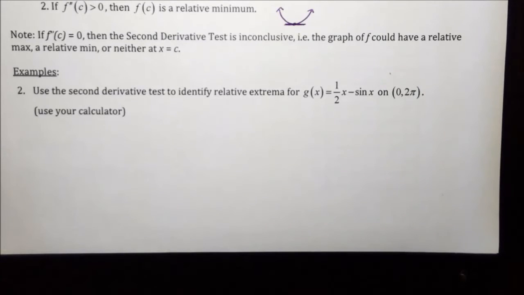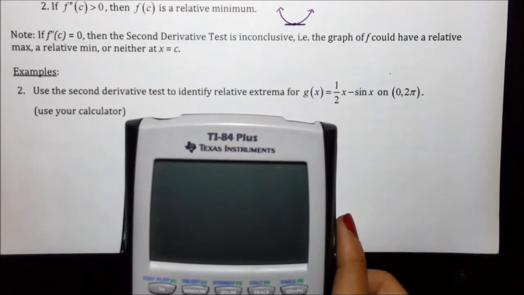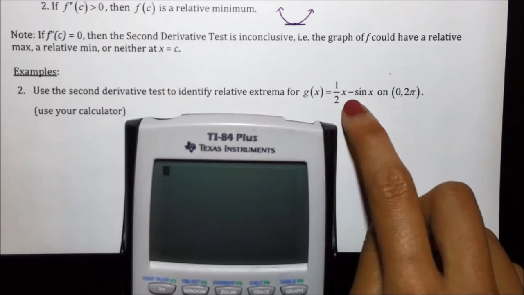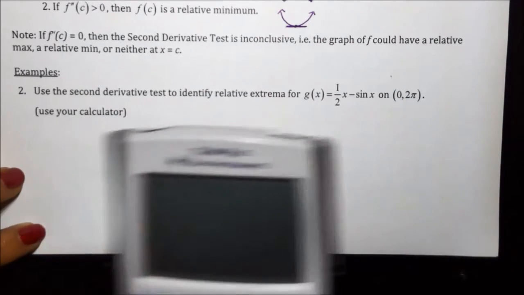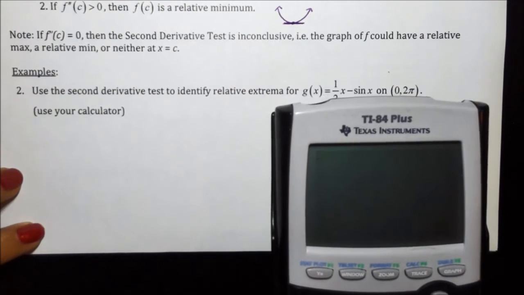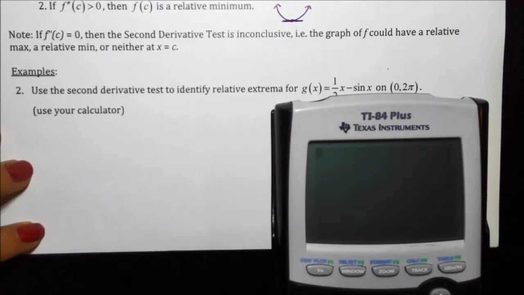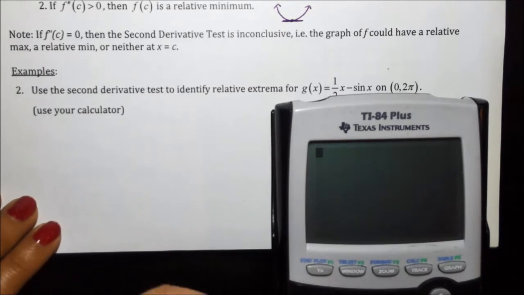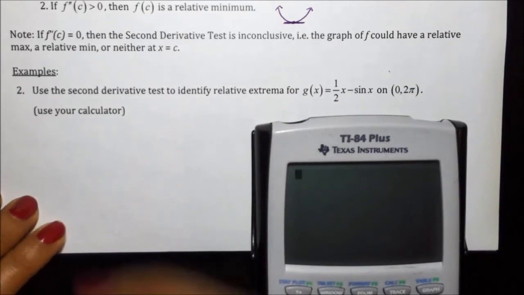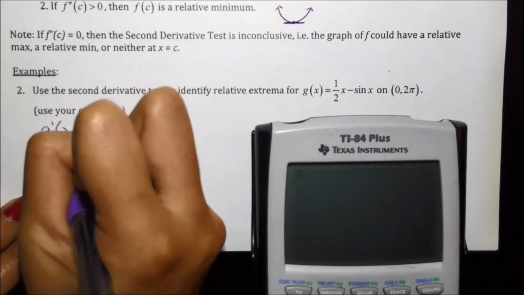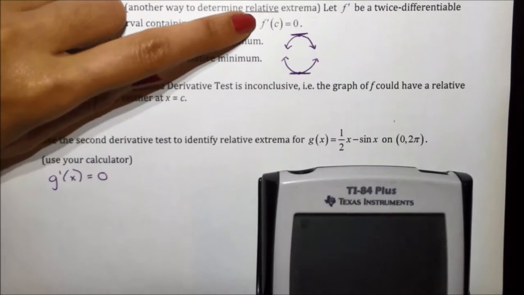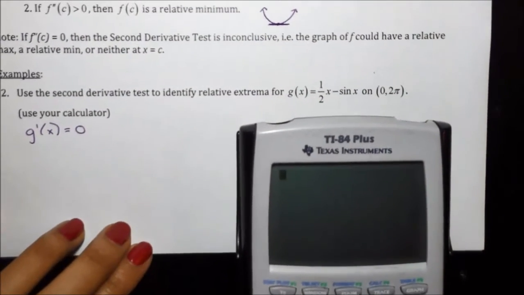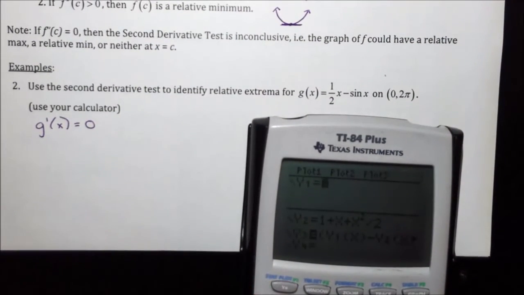So what I want to do now is use the calculator to find the relative extrema for g of x equals 1/2 x minus sine x on the interval 0 to 2 pi. Make sure you are in radian mode. The first thing we need to do is find where g prime of x equals 0, right? Because I need to prove that my first derivative equals 0 at a certain point. So let's just go to y equals, let me clear all this stuff out.